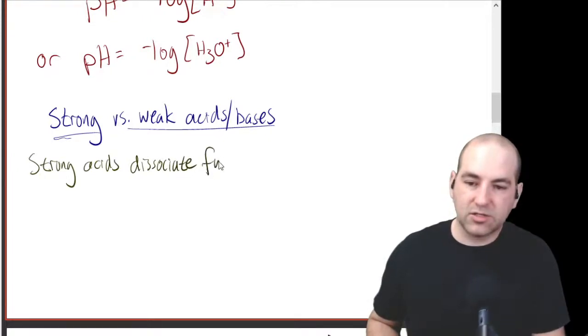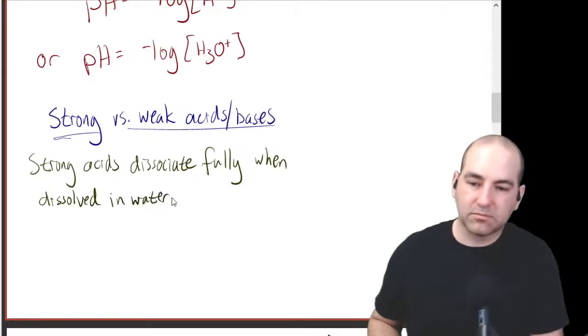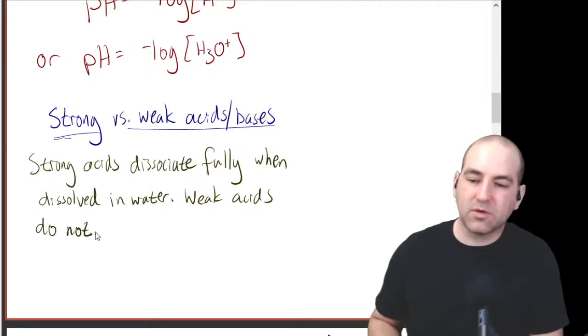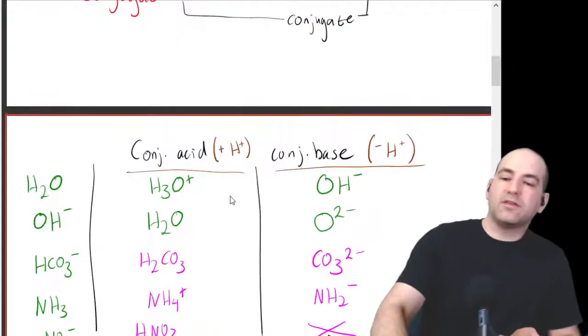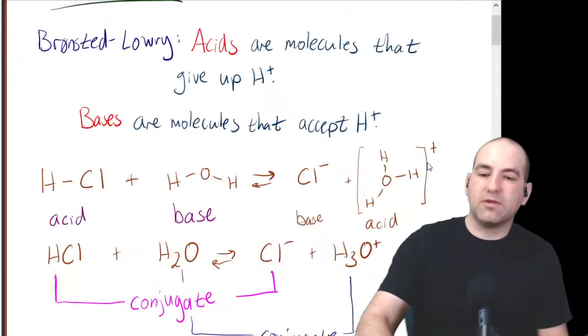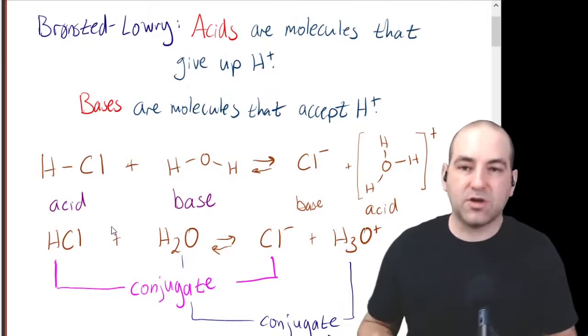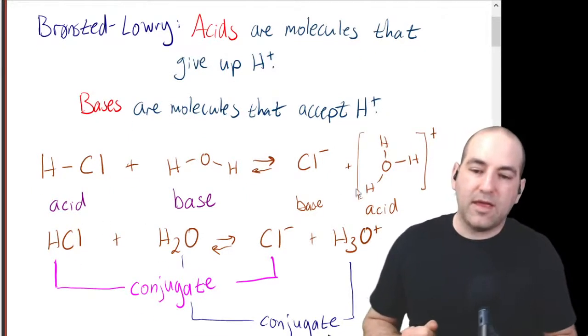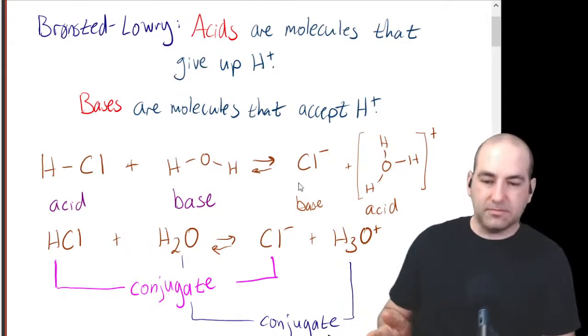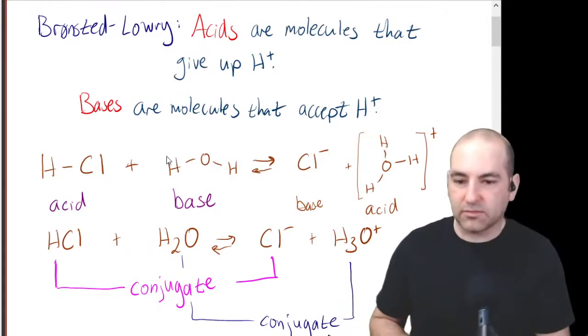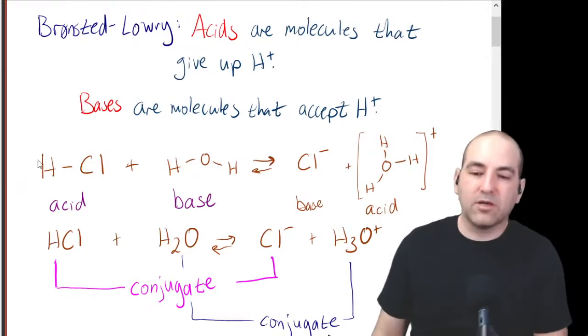Strong acids dissociate fully when dissolved in water, and weak acids do not. So what does that mean, dissociate? We're talking about this reaction way up at the beginning here. So when you put HCl, which is a strong acid, in water, it pretty much all goes to the right. You're not really going back and forth here.